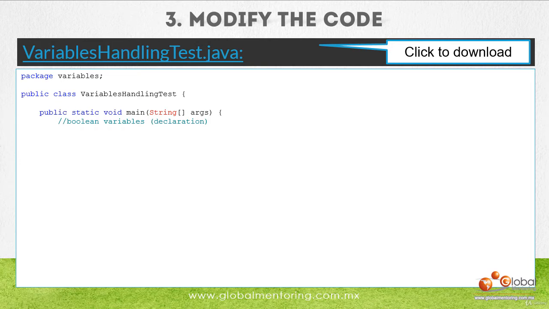And this comment says Boolean variables declaration. So we first declare a variable called flag1. In this case, this variable is of type boolean. And every sentence in Java ends with a semicolon. After the declaration of the variable flag1, let's initialize this variable. We assign the value of true to this variable.